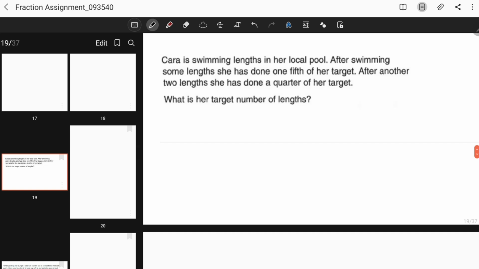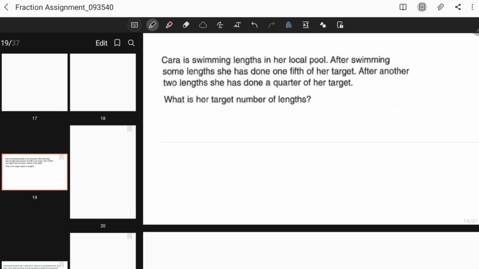It said Clara is swimming lanes in her local pool, right? After swimming some lanes, she has done 1/5 of her target. After another 2 lanes, she has done a quarter of her target. What is her target number of lengths?